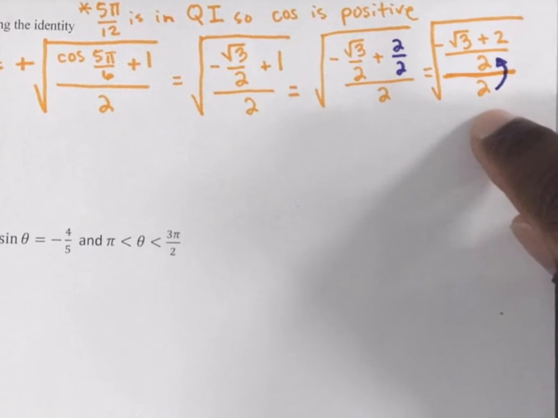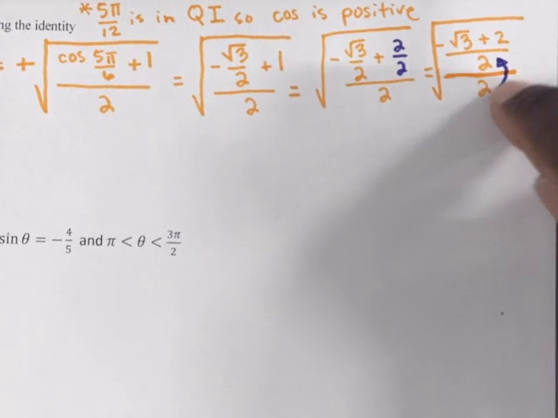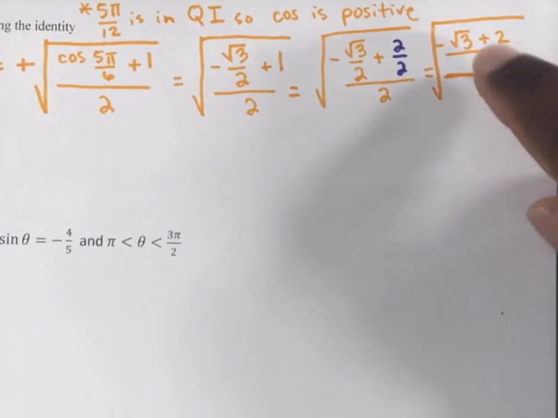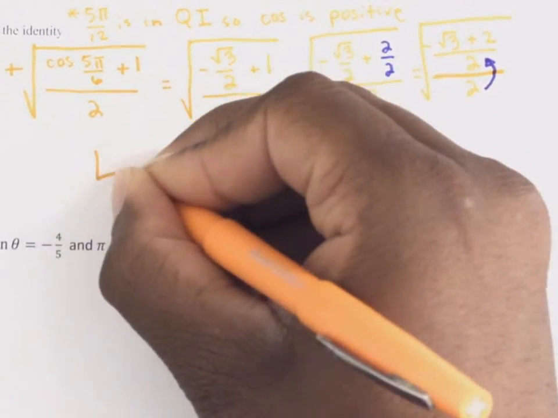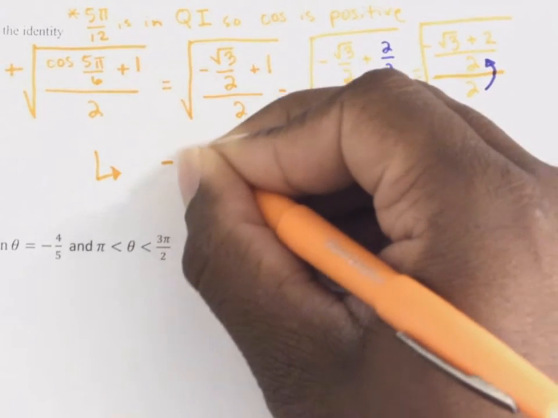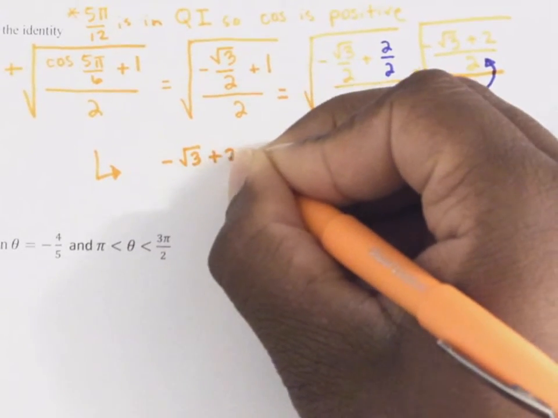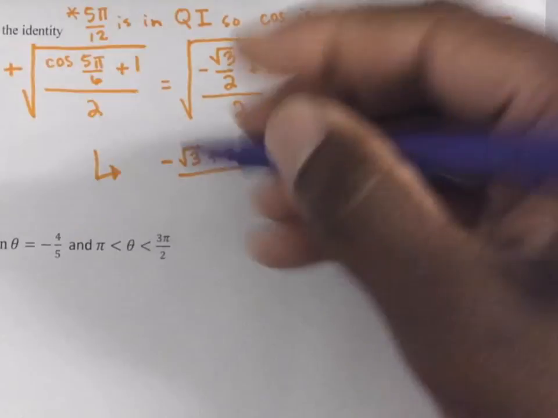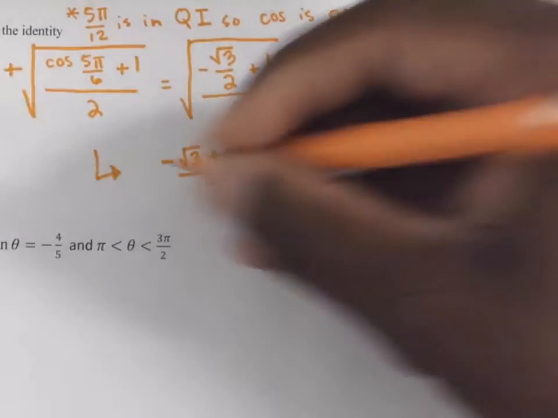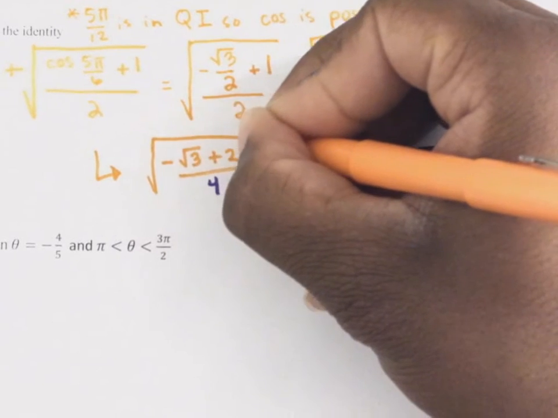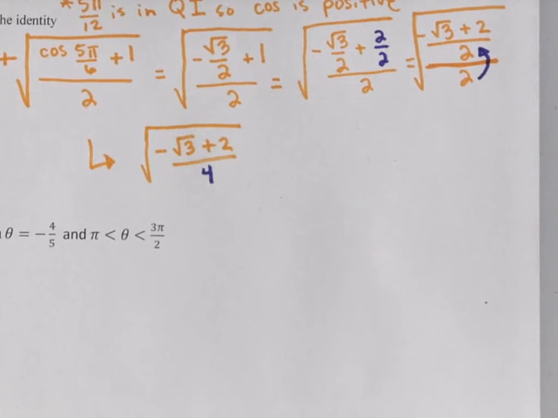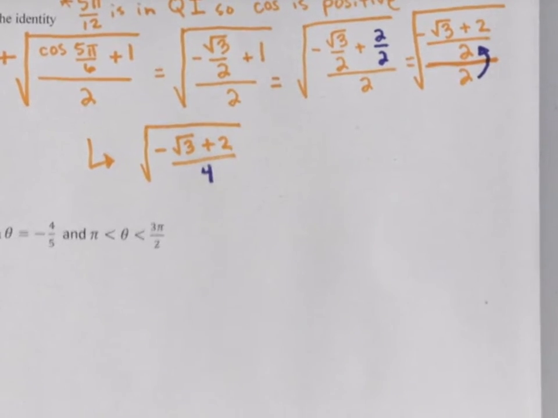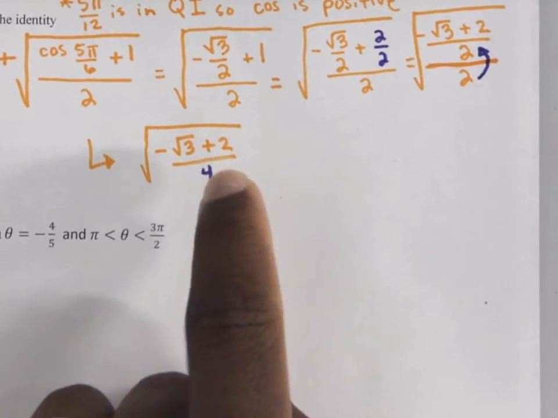All right, so I keep change flip, but since this is a whole number in the bottom, I'll just multiply it by this denominator. 2 times 2 is 4. So I get negative root 3 plus 2 divided by 4, all under the radical. Stop me if we need to. What was the square root of 4? 2. So I can take this 4 out.